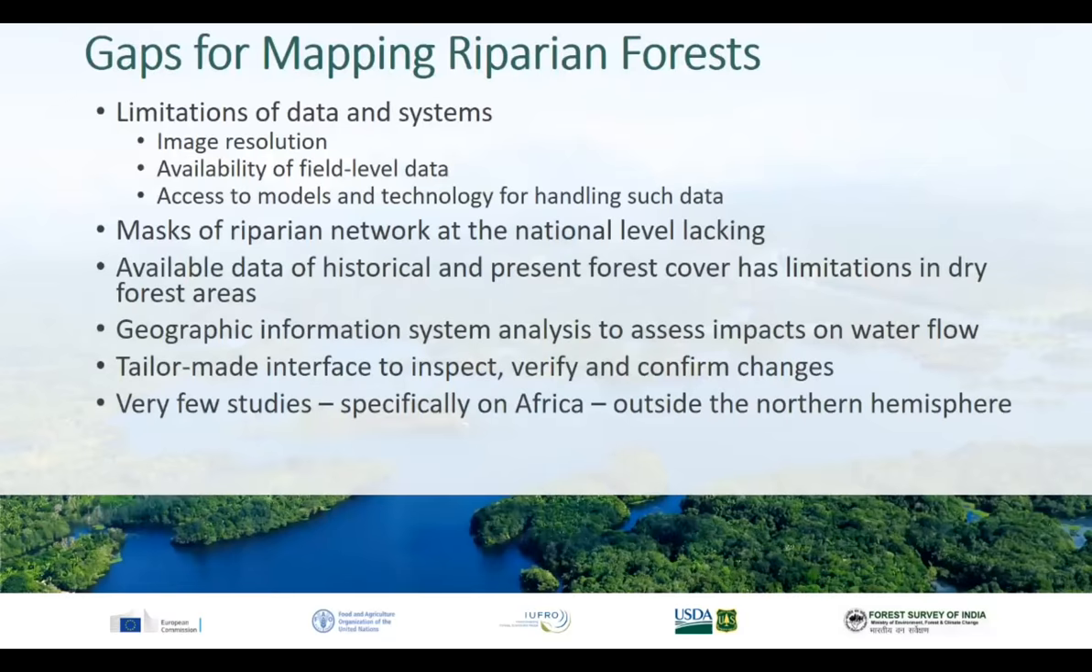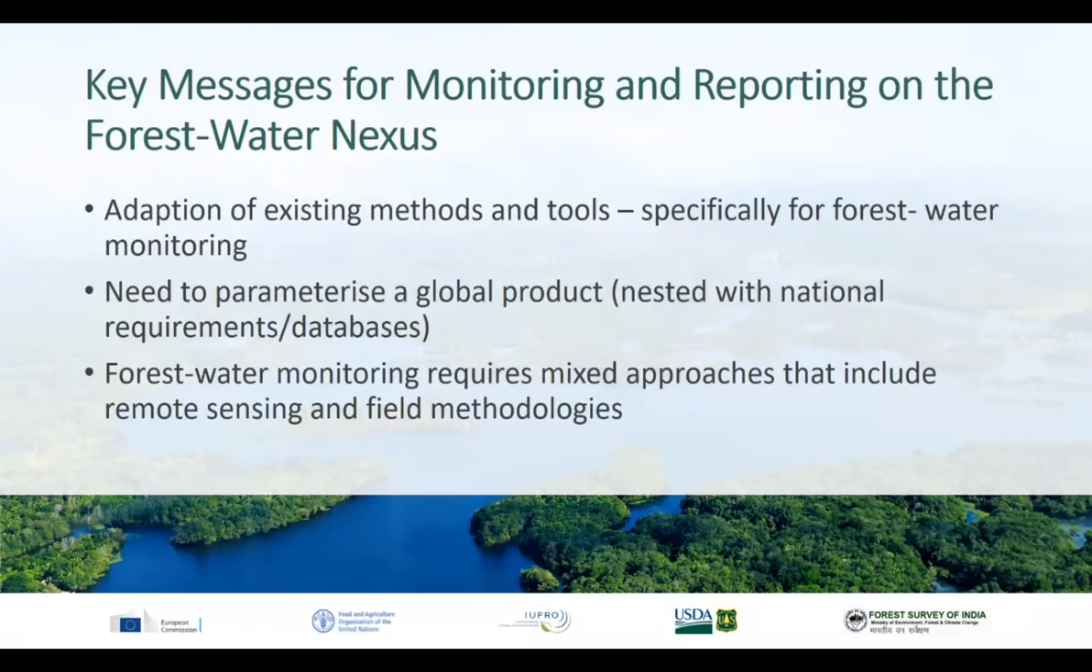So where are the gaps? Well, there are limitations of data and systems. Image resolution is not always adequate, and there's very little field-level data available across the globe. Access to models and technology for handling such data are still lacking, and we have very few riparian network masks at the national level. We also notice that historical and present forest cover has limitations in dry forest areas in most of the products we see. GIS analysis needs to be improved, and we also need tailor-made interfaces to inspect, verify, and confirm changes. As we mentioned earlier, there's a regional bias, and there are very few studies, especially on Africa, outside the Northern Hemisphere. So what are our key messages?